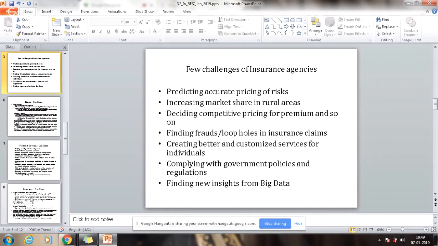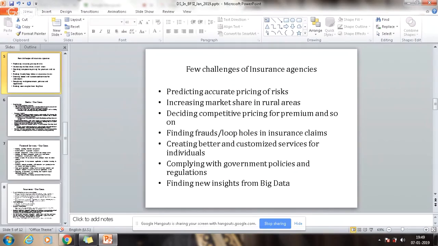Second is creating better and customized services for individuals. Every insurance agency has a few services and products listed in their offerings. So they have to make sure that they are able to better serve the customer, otherwise the customer might switch to another competitor. Same as you've seen for financial services and banking, all insurance agencies have to follow government policies and regulations. There are agencies which measure this, otherwise insurance agencies could have a monopoly. So the government comes in and sets policies for them as well.